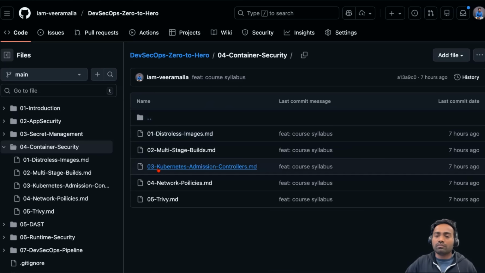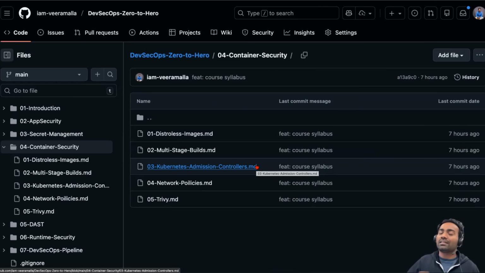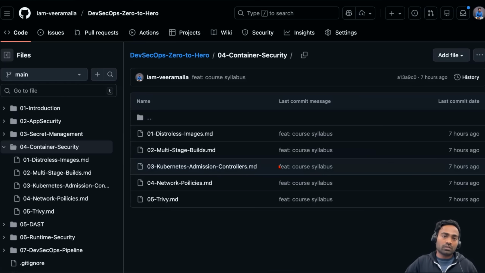Then in day 4, we will also learn about Kubernetes admission controllers, how you can restrict certain things within your container or how you can verify certain things in your container using Kubernetes admission controllers. We'll also learn about network policies to strengthen the security of the Kubernetes cluster.